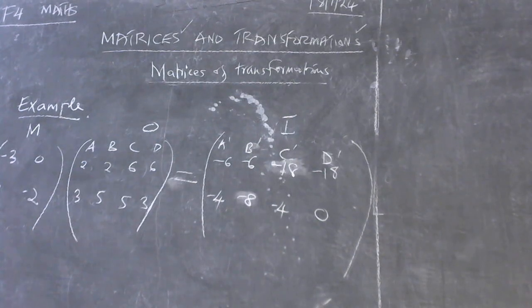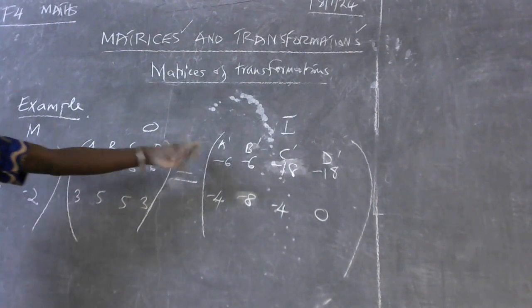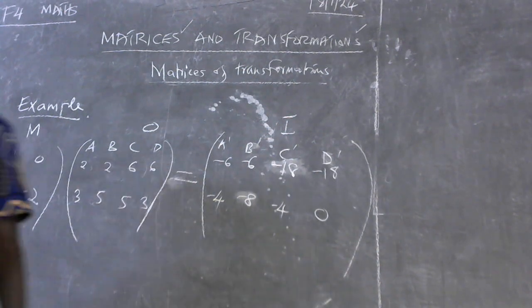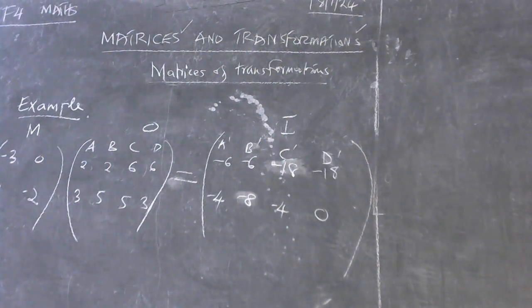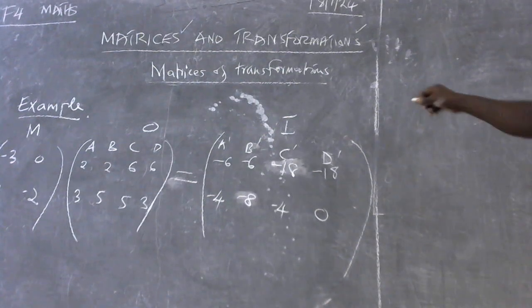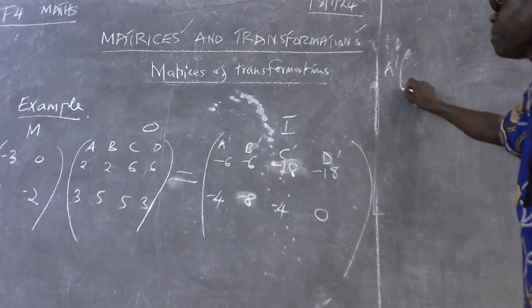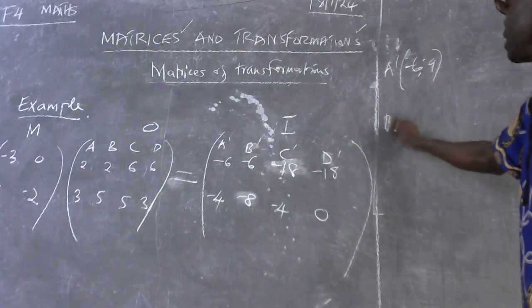Should I trust these are correct answers? Yes. Okay. Are you able to draw? There's an assignment, you'll be able to draw them. These ones you can draw. Let us list down the coordinates of the image. A image is -6, -4. Good. B image.